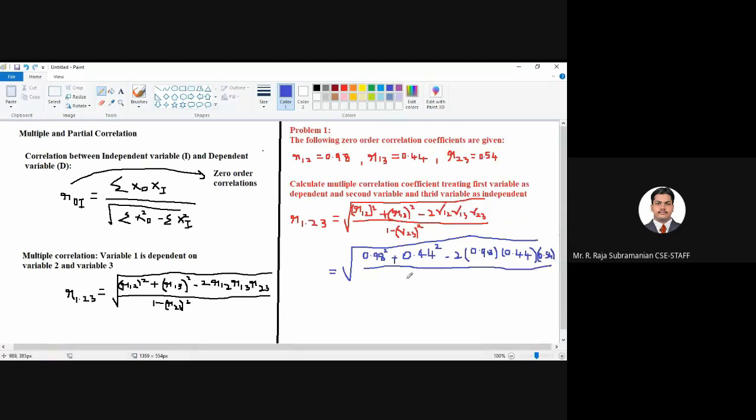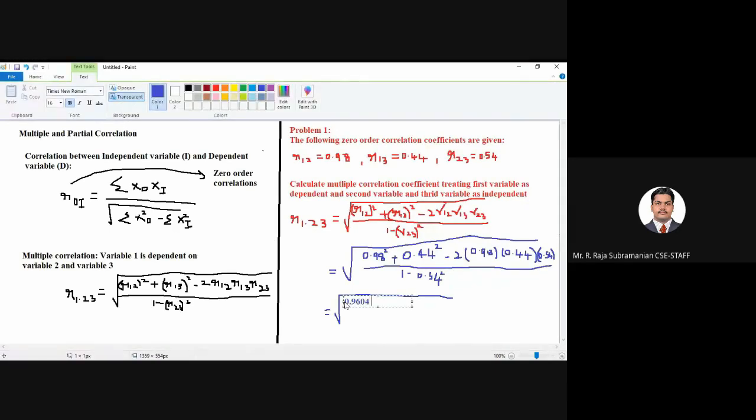1 minus R23, the whole square. That is 0.54 squared. Anyone calculated the numerator, or what is 0.98 squared? 0.9604. This is 0.9604. Okay.